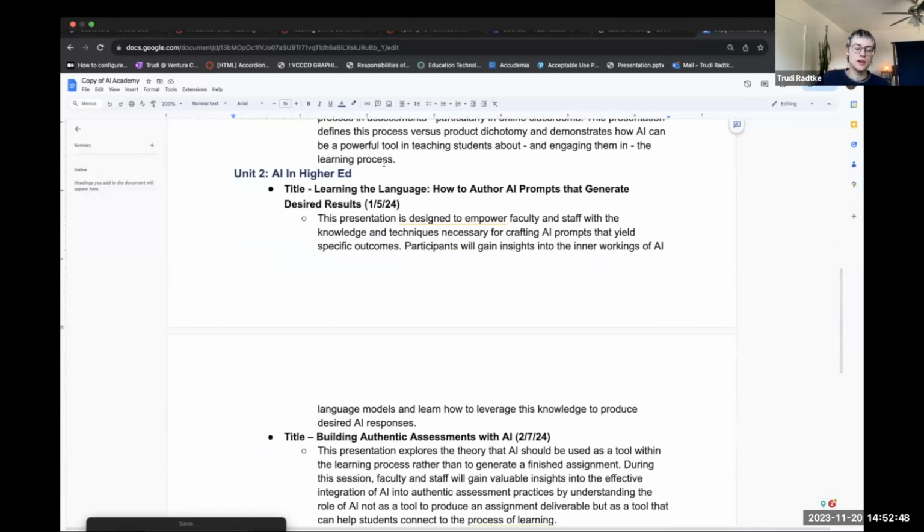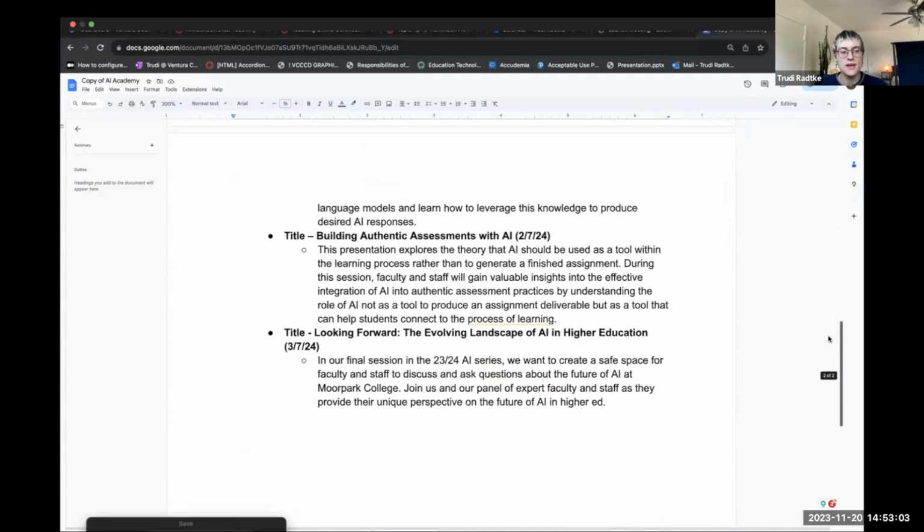Unit 2, AI in higher ed. So these are proposed sessions. They're going to start in January and end, I think, on March 7th. The first one is learning the language, how to author AI prompts that generate desired results. That's taking place on January 5th. Then we've got building authentic assessments with AI, which builds on the process versus product session. And the last one is looking forward, the evolving landscape of AI in higher education.